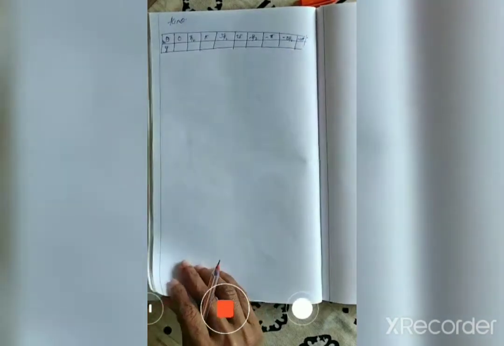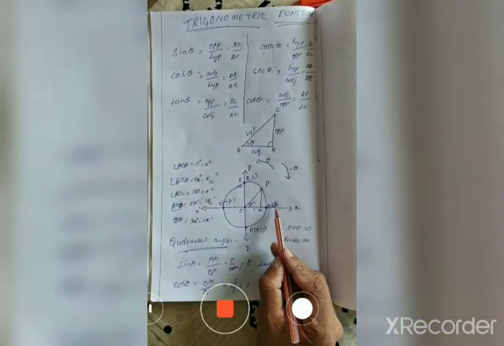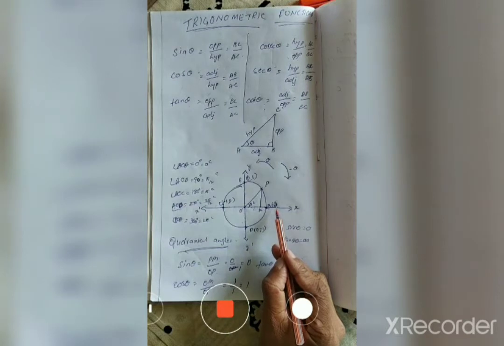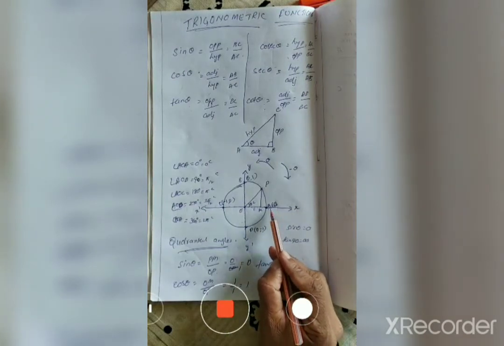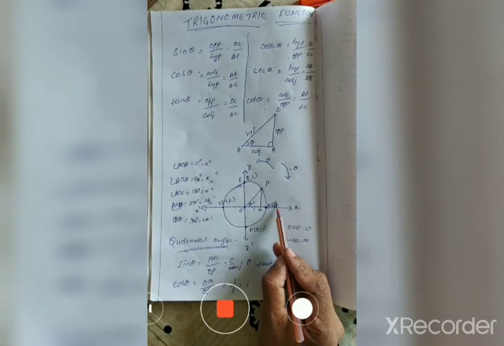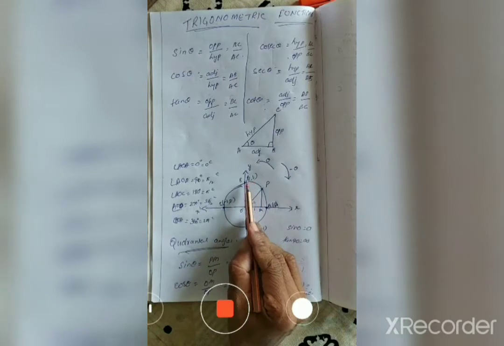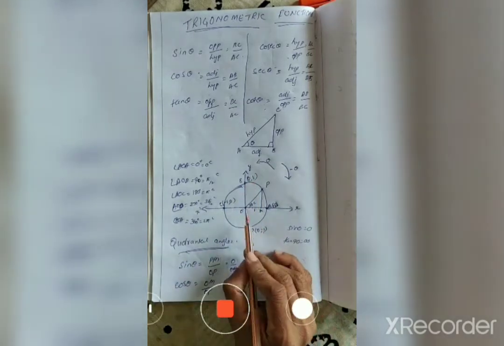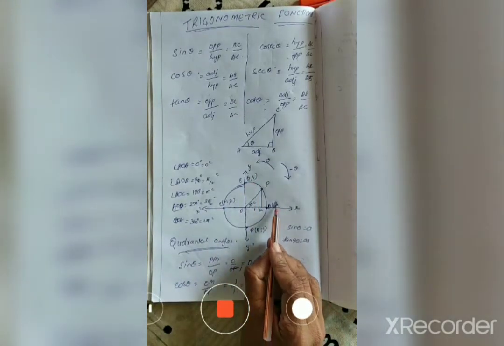Remember, tan function is here. This y coordinate gives you sine function. X coordinate gives you cos function. Sine by cos gives you tan. So what is tan 0? Tan 0 is 0 by 1. It is 0.